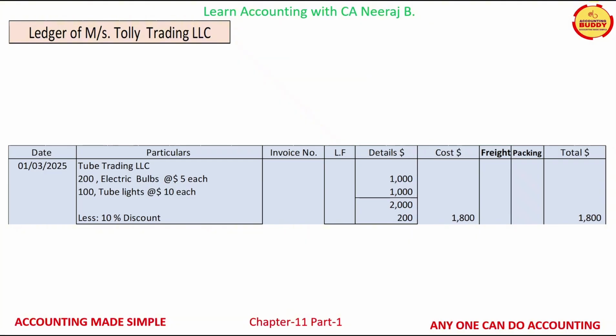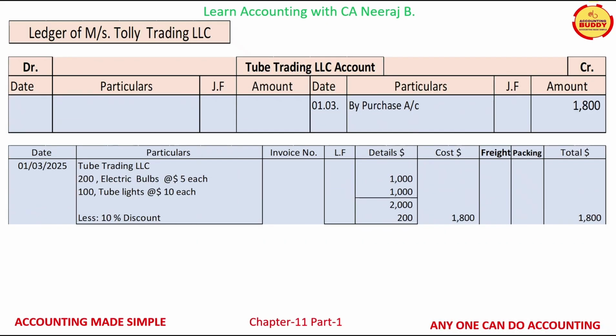This purchase transaction will be posted to the supplier account of Tube Trading LLC as displayed on your screens. The entry will be posted on 1st of March 25 on the credit side of Tube Trading LLC by writing the words "by purchase account" in the particulars column for $1,800.